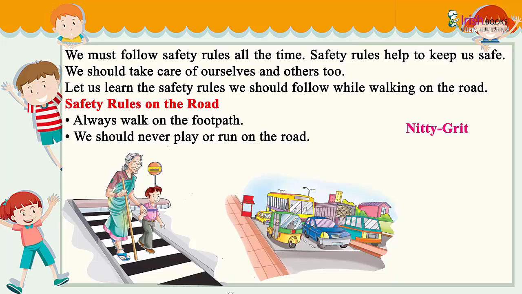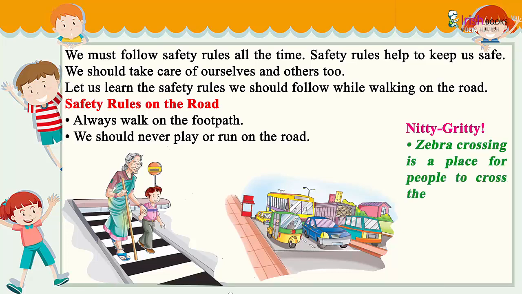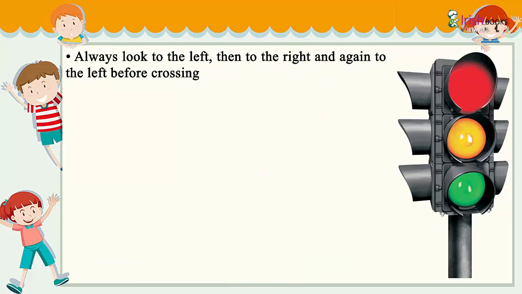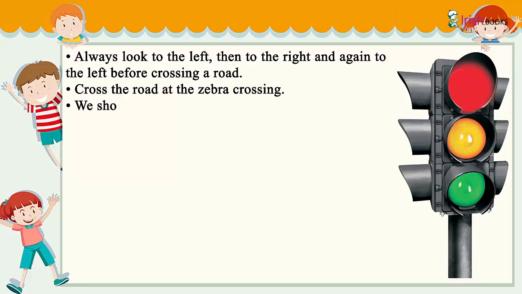Always walk on the footpath. We should never play or run on the road. Nitty-gritty. Zebra crossing is a place for people to cross the road. It is painted in white and black stripes. Always look to the left, then to the right, and again to the left before crossing a road. Cross the road at the zebra crossing.